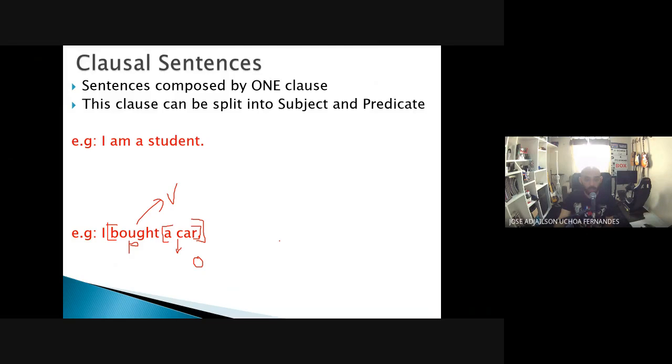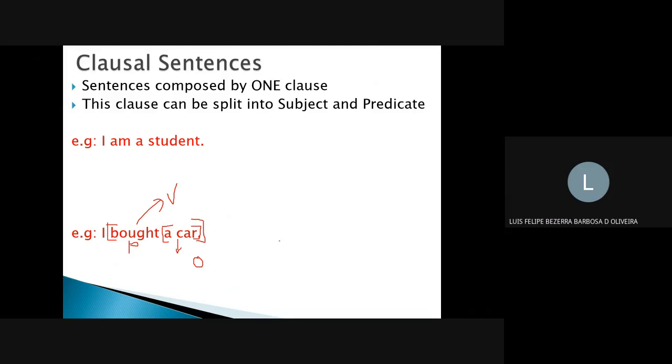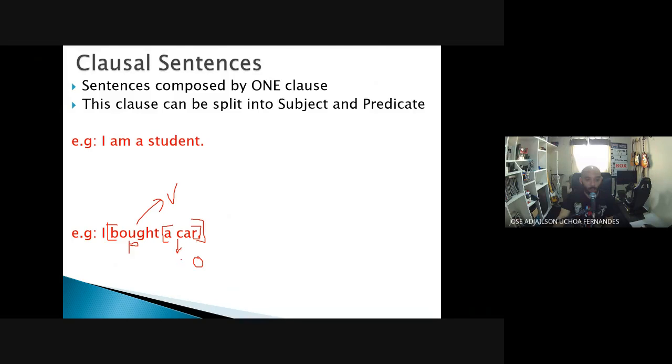In this case, is this object direct or indirect? Direct. Yeah, it's a direct object. We have no preposition before the verb, okay? The action is directly taken over the car. It's different from, for example, I bought a car from John. And then we have a direct object and an indirect object, okay? But it's another topic, okay?